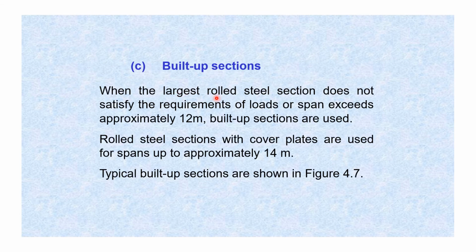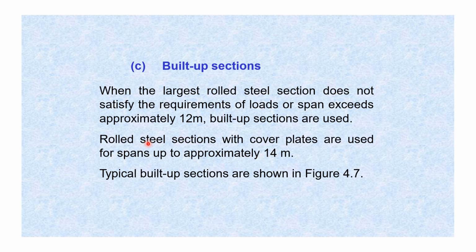Built up section: the largest rolled sections, meaning the sections manufactured in the factories, have capacities. If the lengths of the spans in the buildings exceed 12 meter, then we have to go for built up sections like truss beams and plate girder. So these types in steel structures are used when our spans in the structures exceed 12 meter. Rolled steel sections with cover plates are used for spans up to approximately 14 meter.